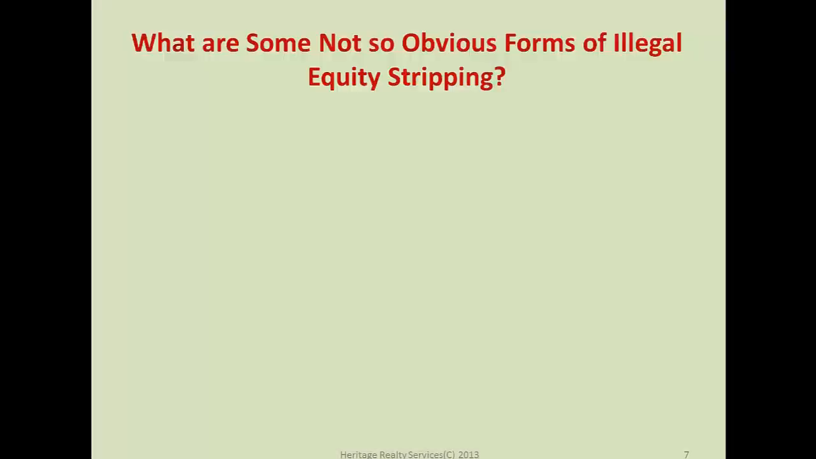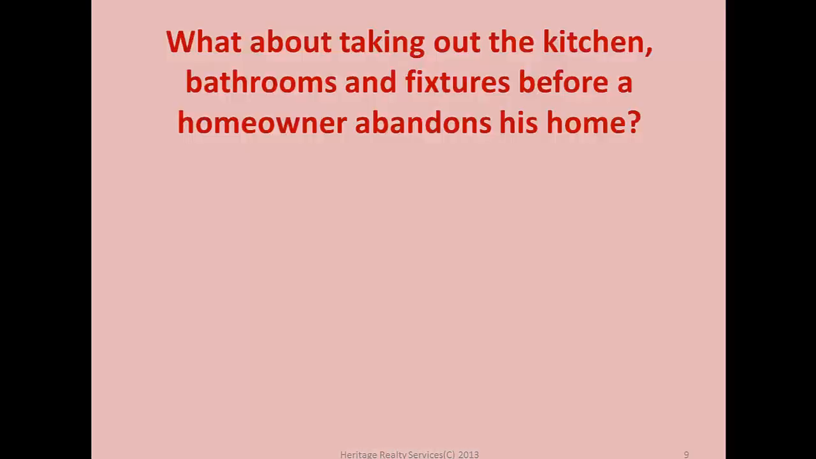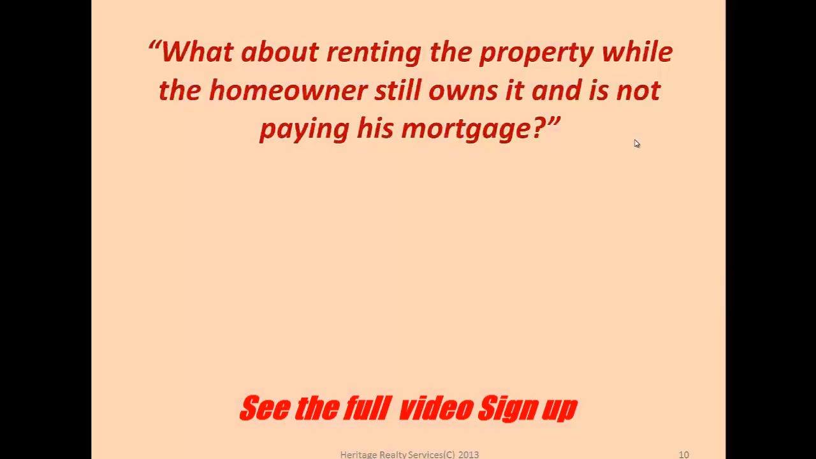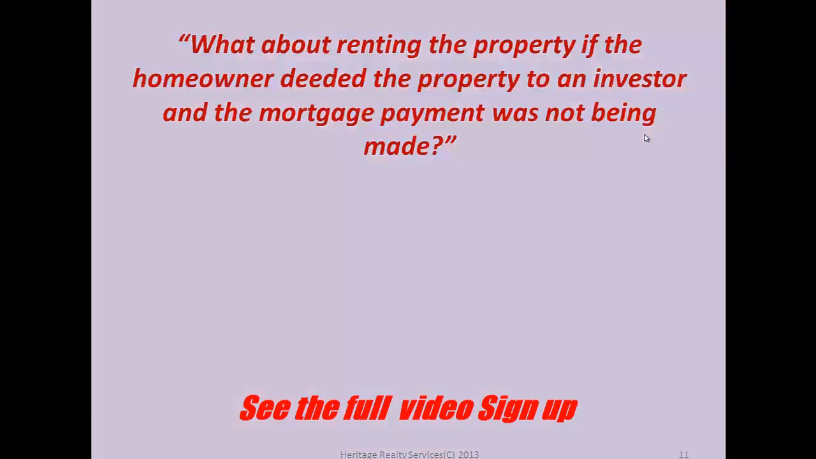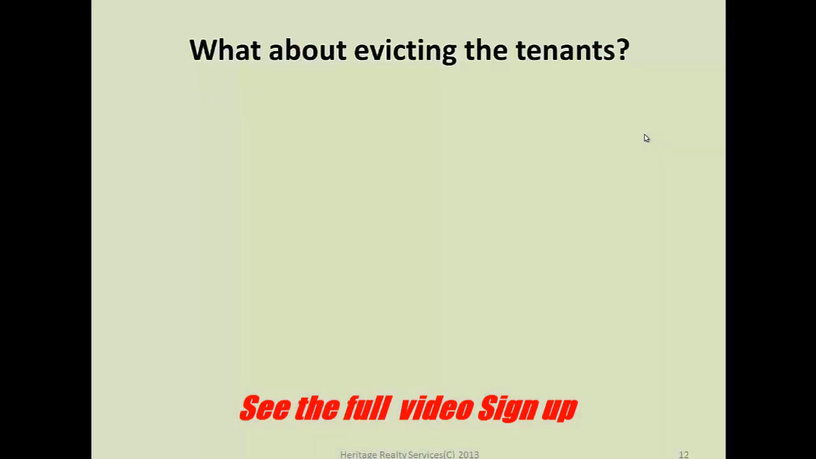What are some of the not so obvious forms of illegal equity stripping? What about taking out the kitchen, the bathrooms, the fixtures before a homeowner abandons his property? Okay, what about renting the property while the homeowner still owns it and he's not paying his mortgage? Okay, what about renting the property if the homeowner deeded the property to an investor and the mortgage payment was not being made? So what about evicting the tenants?